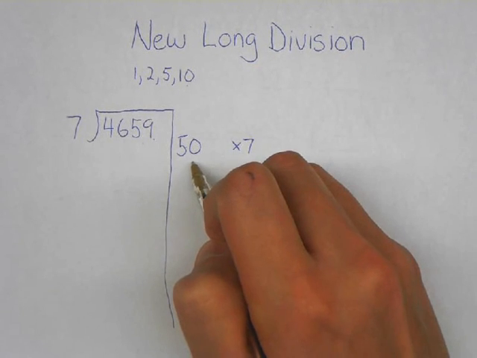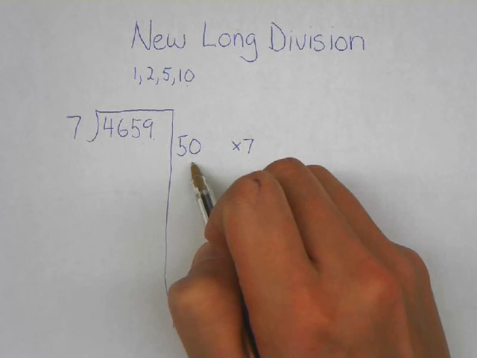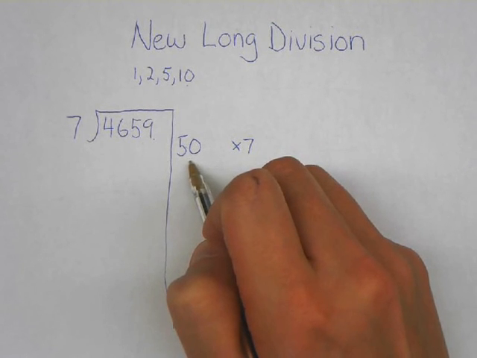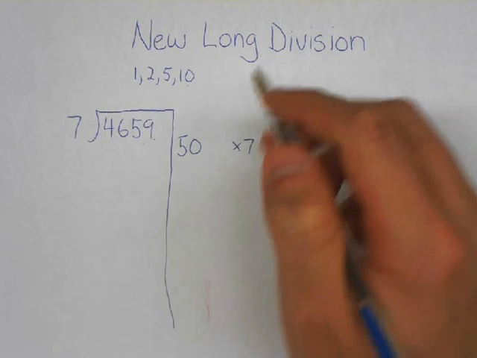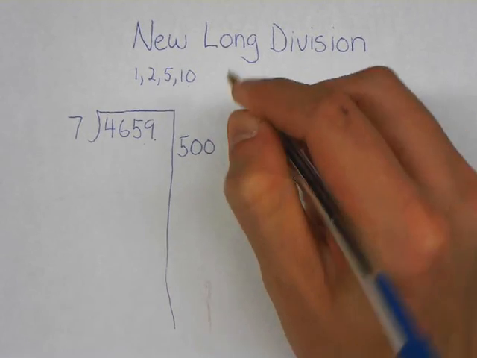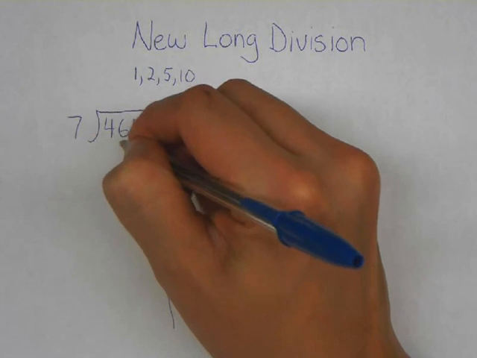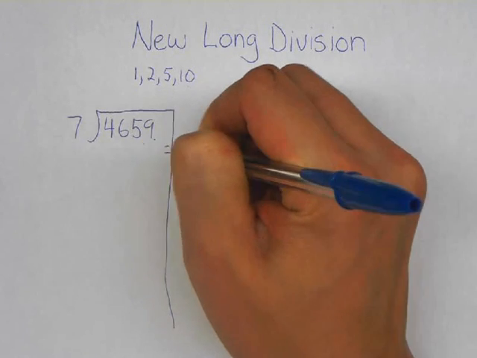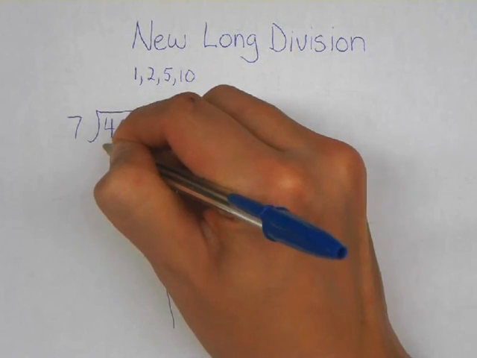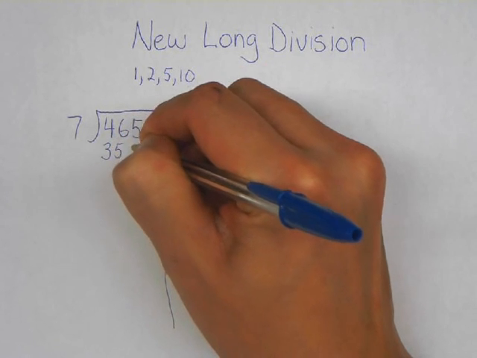So now we could do 7 times 50, which is going to be 350. Again, doesn't even come close to 4,659. So we could add another 0, and we could do 7 times 500. Now we're going to be getting closer. So now we could put our answer, our equal sign will go over here as we're going to the left, and we will have 3,500.